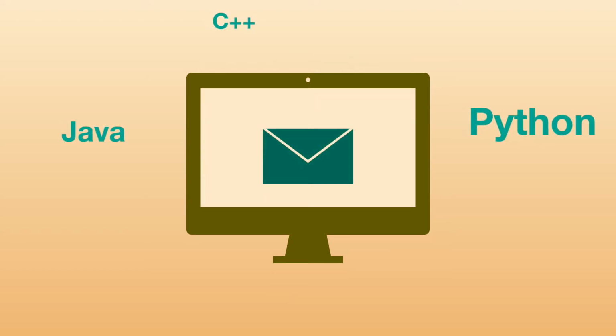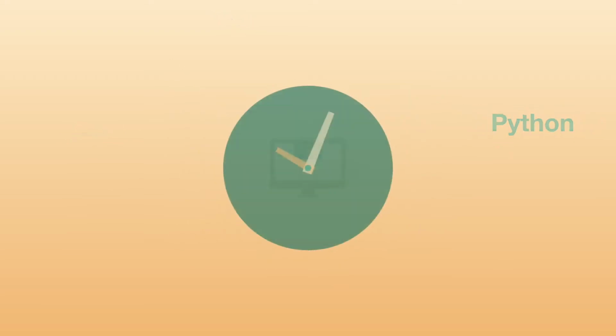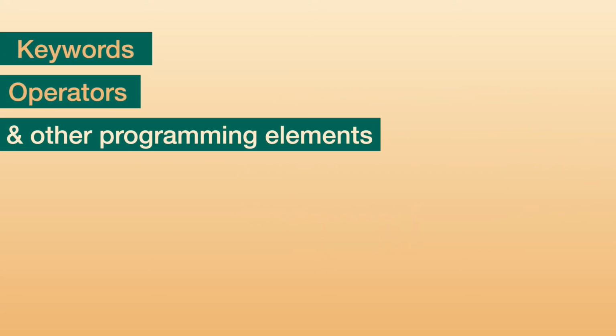To understand its importance, you have to first understand how programming works. In order to perform different operations on your computer, you need to learn programming languages like Java, C++, or Python. It may take a long time to learn these languages and to use them efficiently. In order to write a program, you should have knowledge about different keywords, operators, and other programming elements.